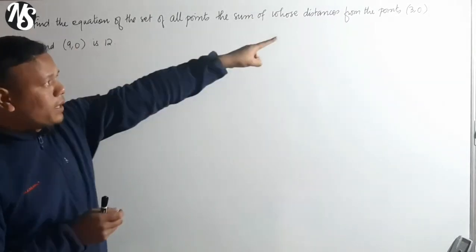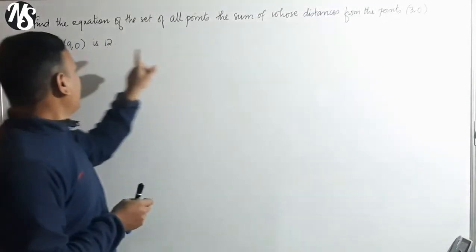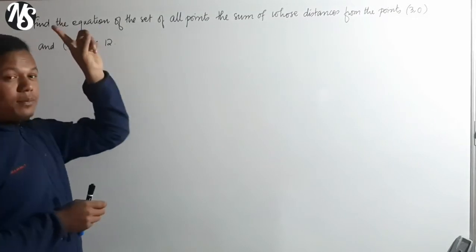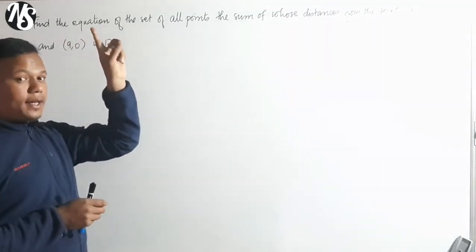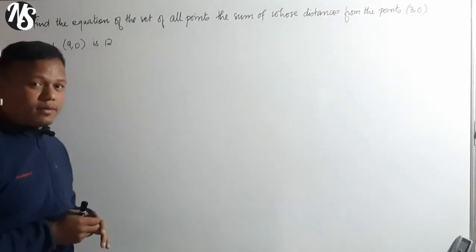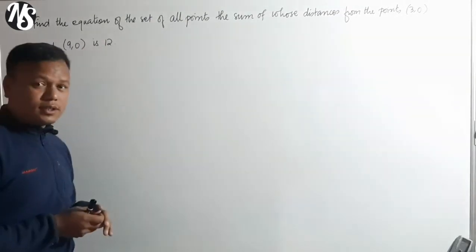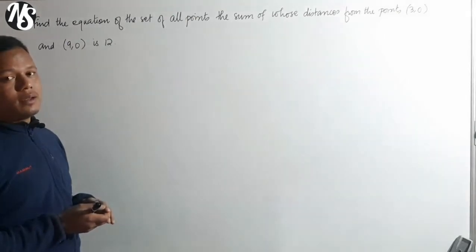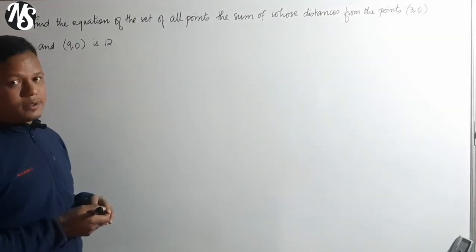That means if this is my S and this is my S dash, and if that point P is there, then SP plus S dash P will be equal to 12. So 12 is a constant, isn't it? So basically they are asking you to find the equation of an ellipse.